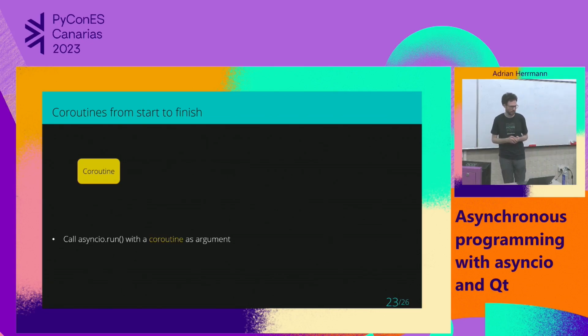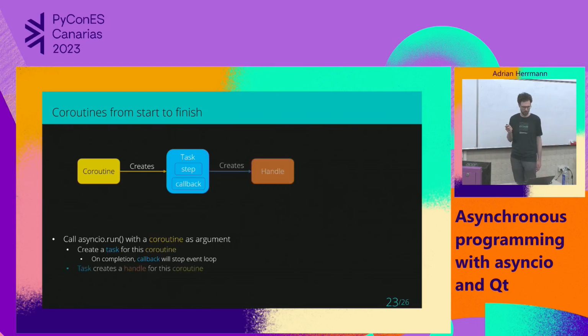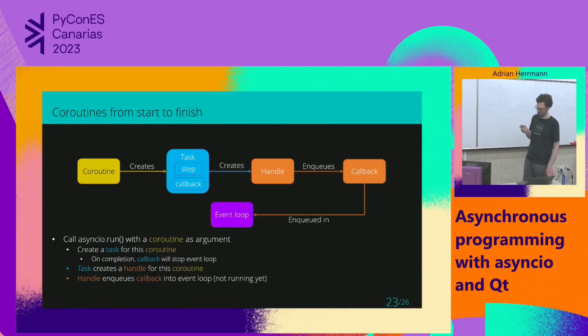So I'm going to show you what happens when we run an asynchronous program starting with this initial coroutine. From start to finish, what are the steps? How are these objects involved? Okay. So the first thing we do, we've got the coroutine, and we call AsyncIO.run with this coroutine as its argument. For this coroutine, we create a task. The task has the step function, an implementation detail, and we've got a callback, part of the API. When this task finishes, the callback will stop the event loop. The task creates a handle for this coroutine. When we create a handle, we enqueue a callback into the event loop. At this point, the event loop is not yet running.